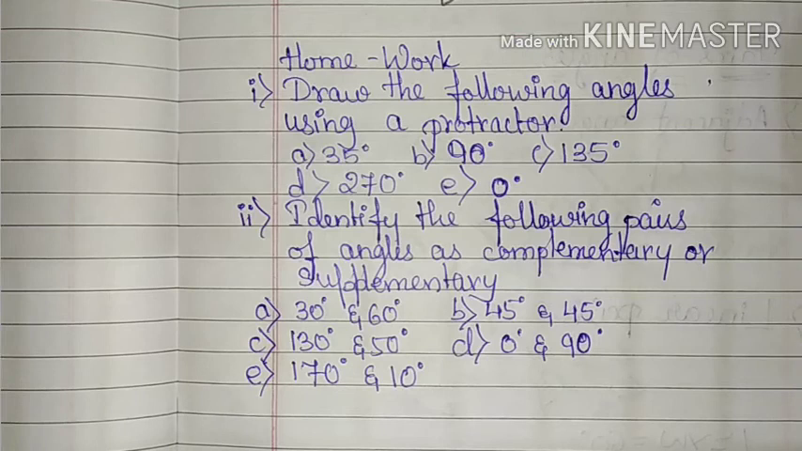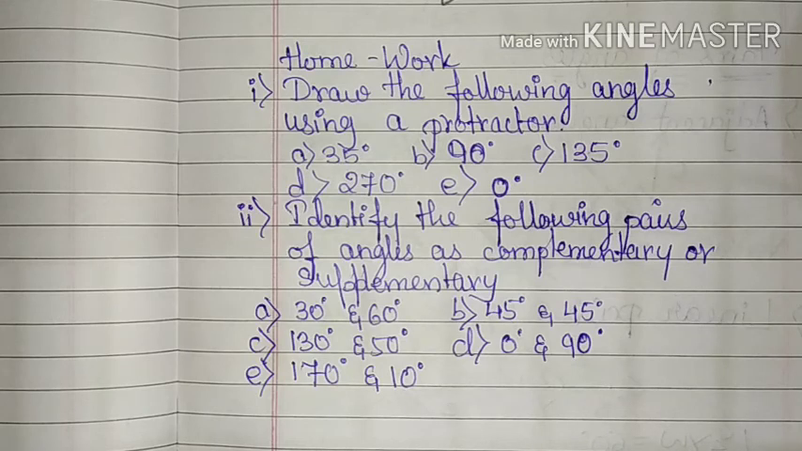Alright, take a note of the questions which are for your homework for today's class. This homework should be solved in your homework book. The first question is, draw the following angles using a protractor. The first angle is 35 degrees, then 90 degrees, the third angle is 135 degrees, the fourth angle is 270 degrees, and the last one is 0 degrees. You should use the protractor, draw them and label them.